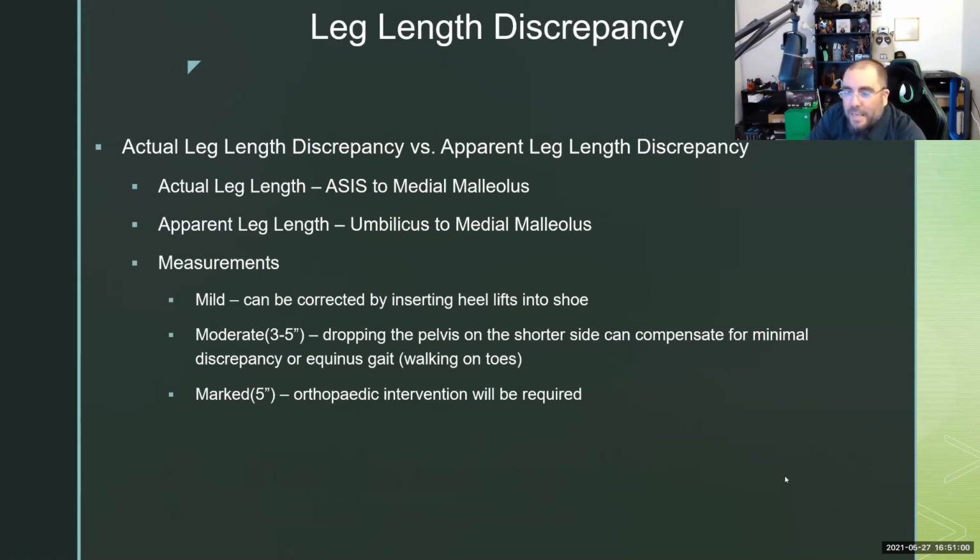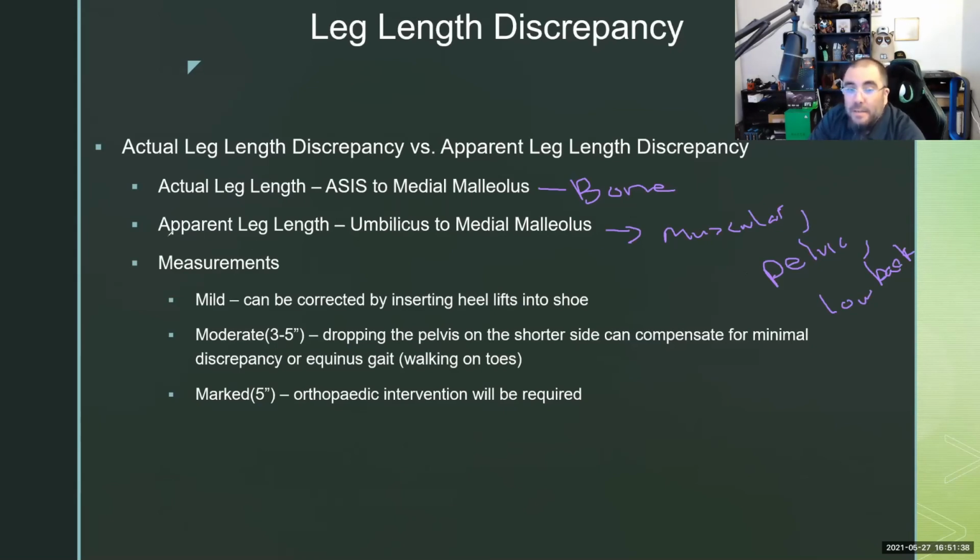Leg length discrepancy. You were going to talk about this, and we're actually going to measure this. We can have either an actual leg length discrepancy or an apparent leg length discrepancy. Actual means there's a bone problem. One bone is longer than the other. Apparent can be muscular, or it could be pelvic. It could be low back. There's a bunch of reasons why you could look like you have one leg longer than the other.